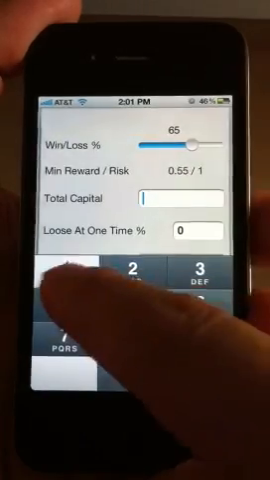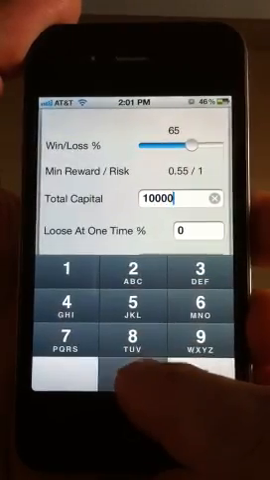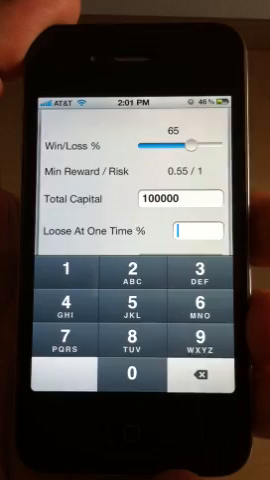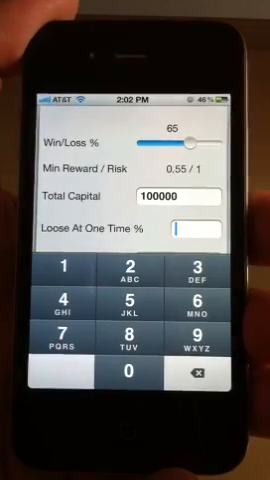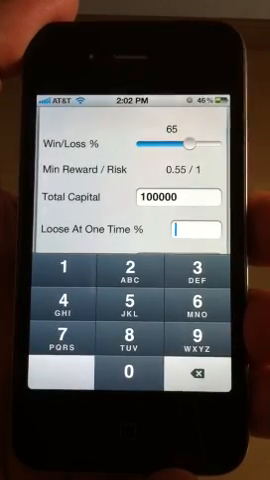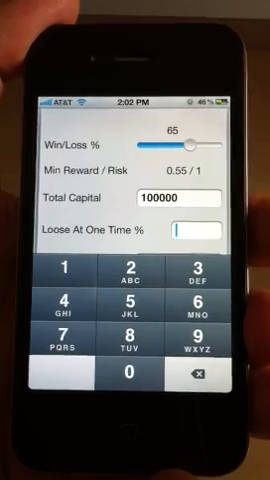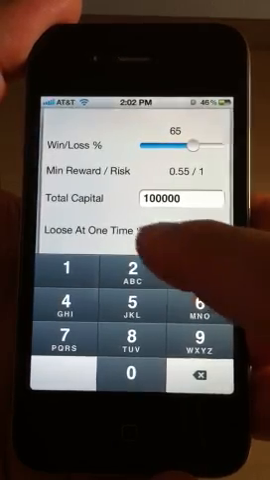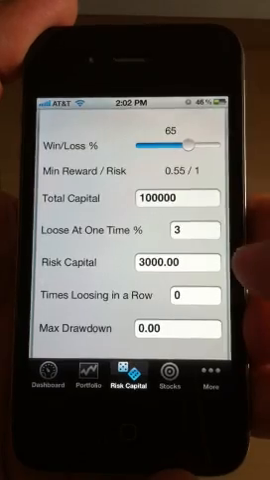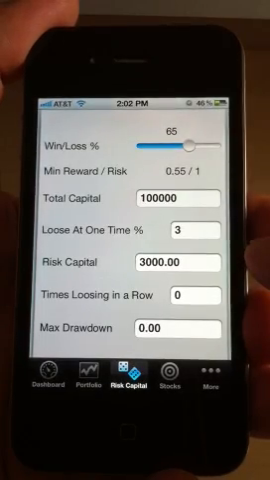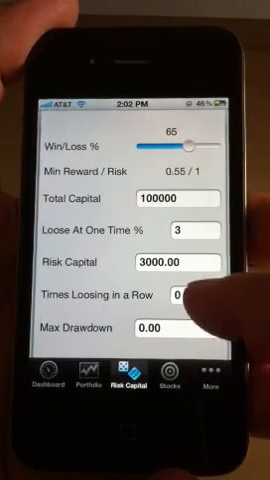Then we enter our risk capital. Let's say we enter $100,000. Next, we need to determine, based on our risk tolerance, what percentage we're willing to lose at one time. Normally, this is between 2 and 3%. So let's say 3%. This calculates for us that we have a risk capital of $3,000.